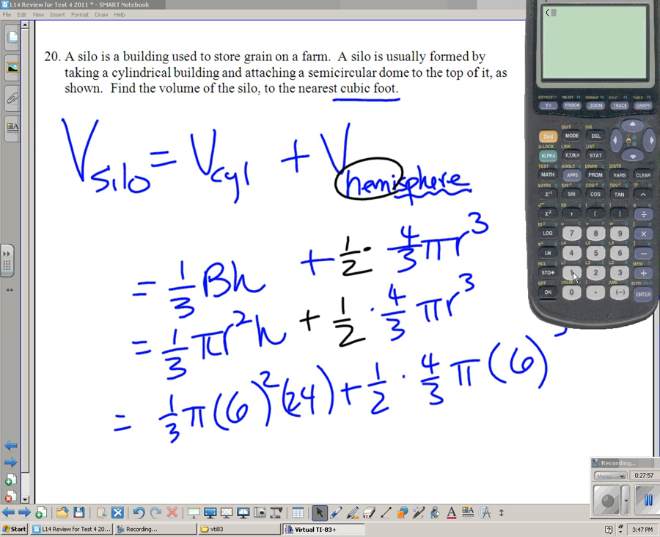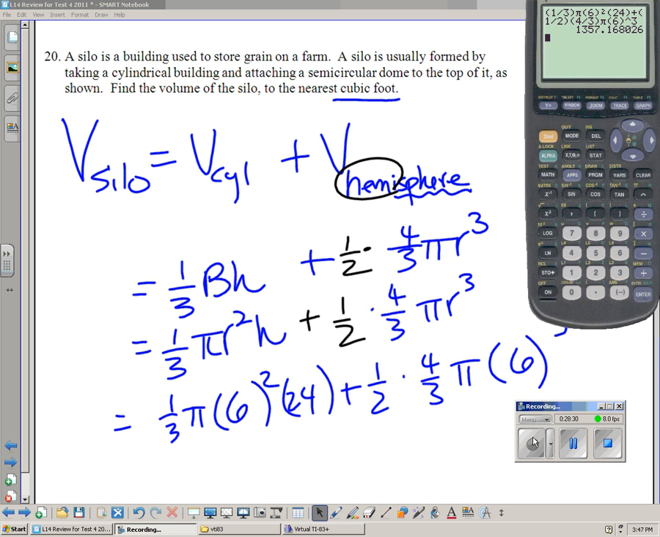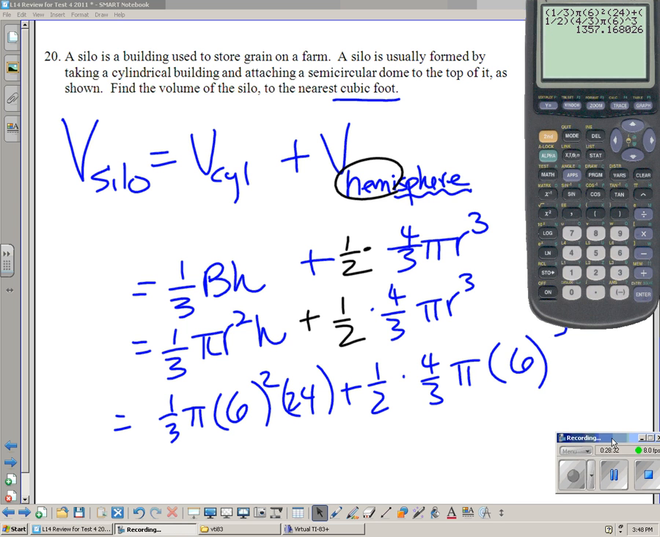We have 1/3, I'll put that in parentheses, pi times 6 squared times 24 plus, and you can do this separately if you prefer to, 1/2 times 4/3 times pi times parentheses 6 cubed. Enter. And something went wrong.